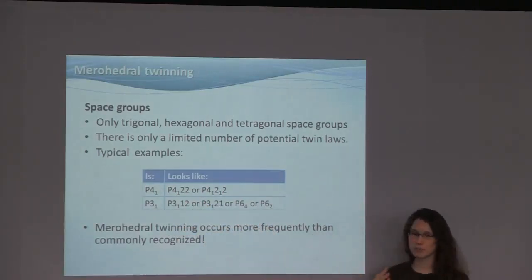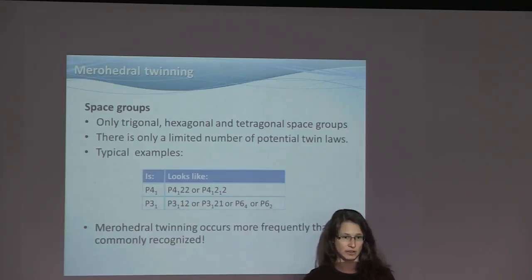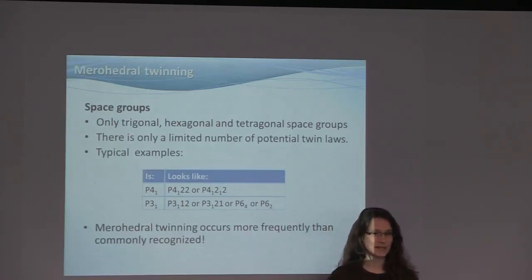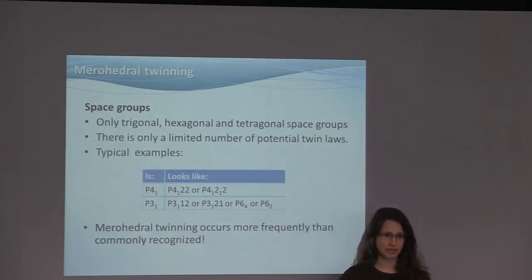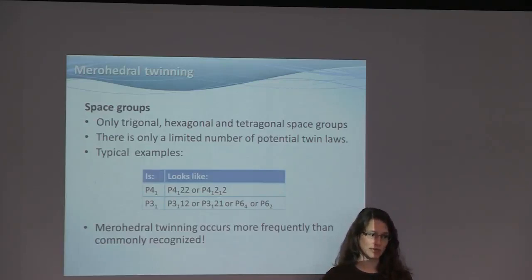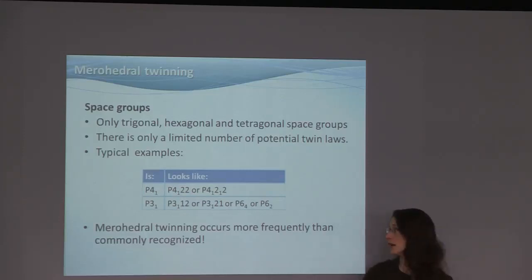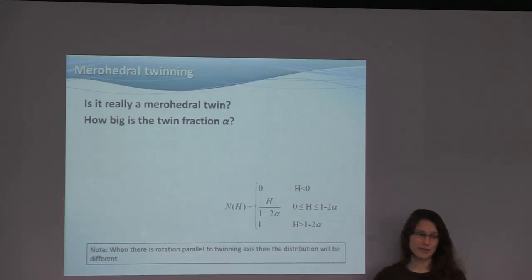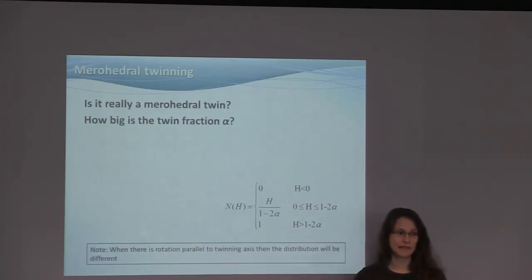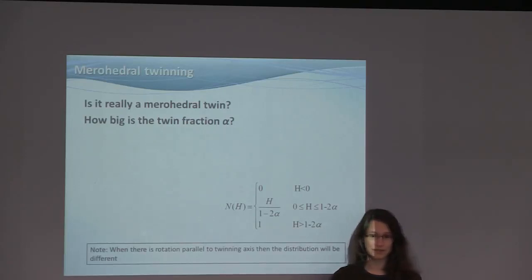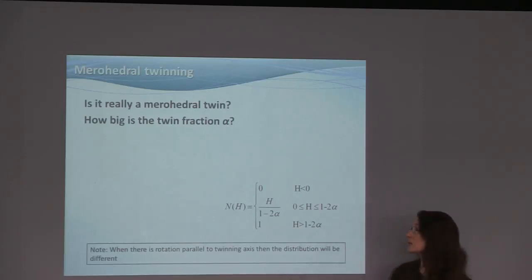Merohedral twinning occurs more frequently than commonly recognized. I said it's an indication that your structure doesn't solve, but the reality is that many twins actually can be solved in the wrong space group and get deposited to the PDB. Depending on how conservative you are, up to about 30% of the PDB are potentially twinned, and the twinning has been ignored in the data processing. Which also means that this could be a good reason why an R value is very high, because twinning has not been recognized and just ignored.